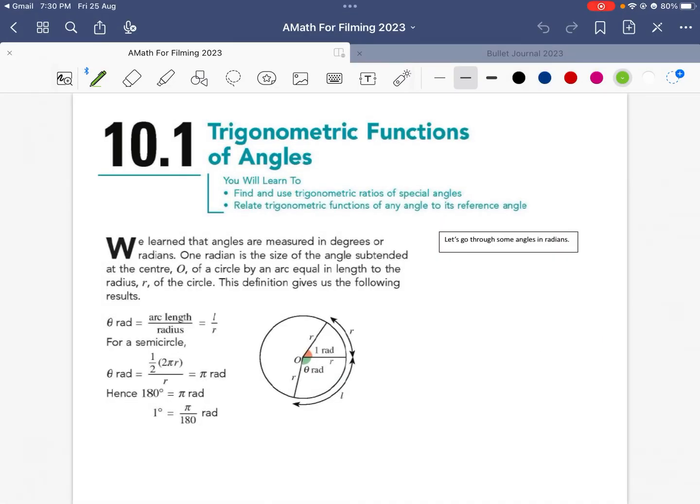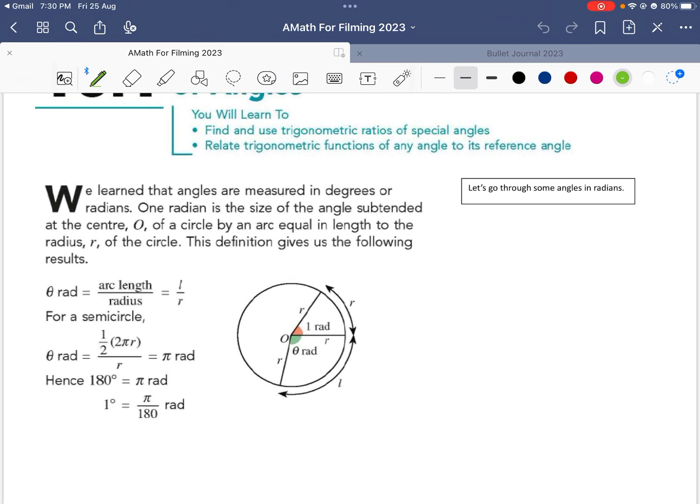Today we'll be covering 10.1 trigonometric functions of angles. This is part 1 of 3 parts. The very first thing that we need to know when we're learning about trigonometry is about radian measure.